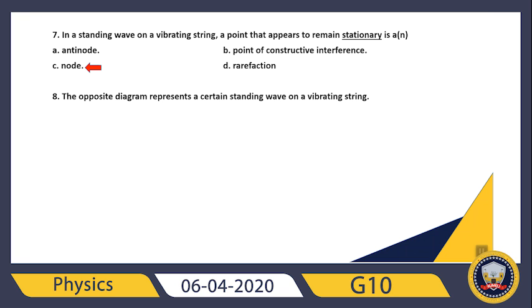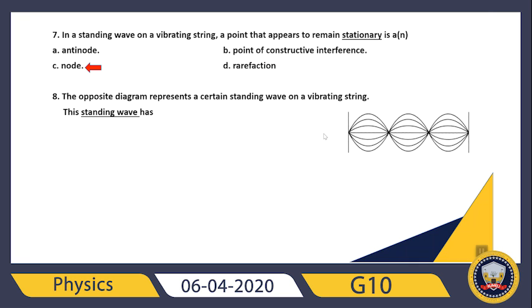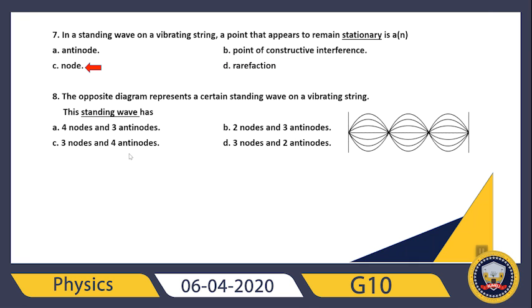Number 8, the opposite diagram represents a certain standing wave on a vibrating string. Here is a standing wave, okay? Now the question is, does this standing wave have 4 nodes and 3 antinodes, 2 nodes and 3 antinodes, 3 nodes and 4 antinodes, or 3 nodes and 2 antinodes? So let's count together. Where is the node and where is the antinode?